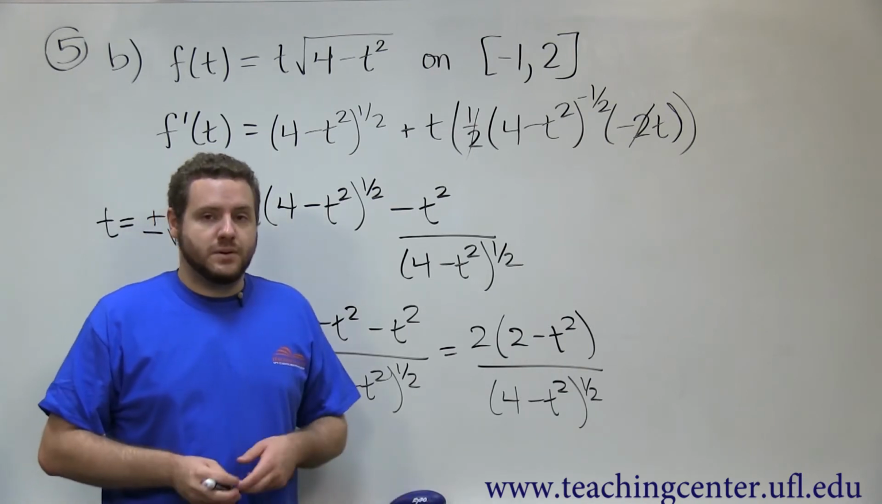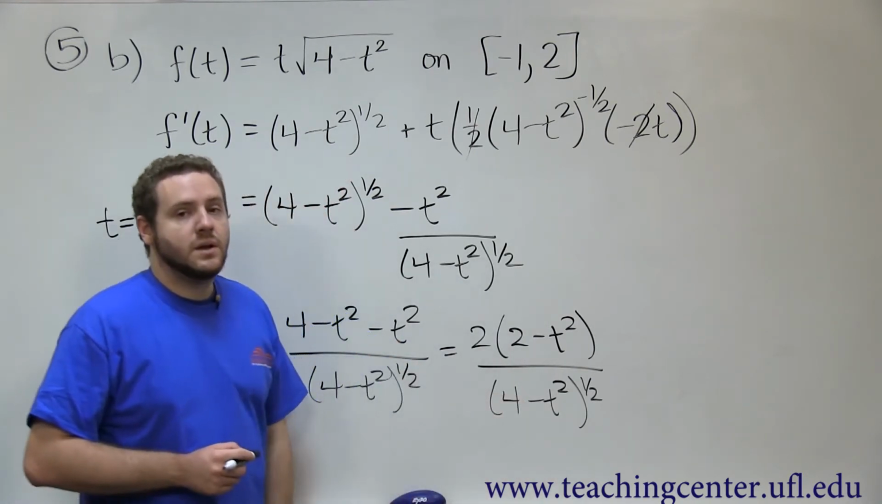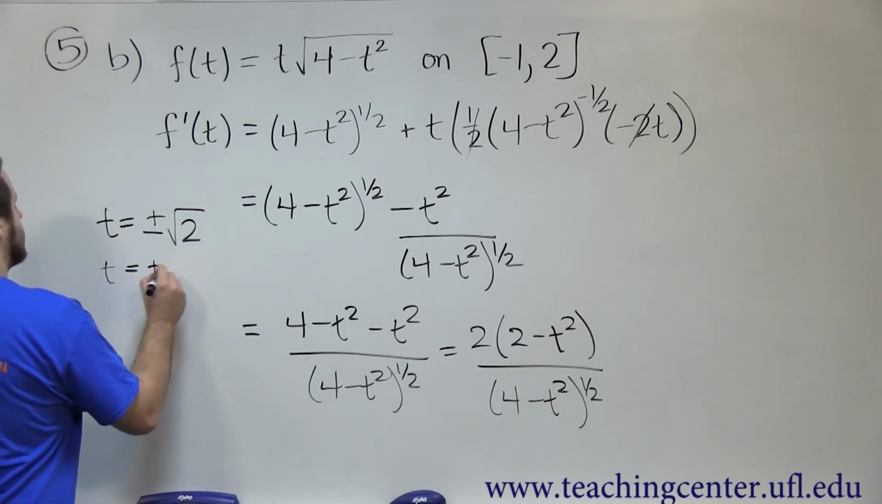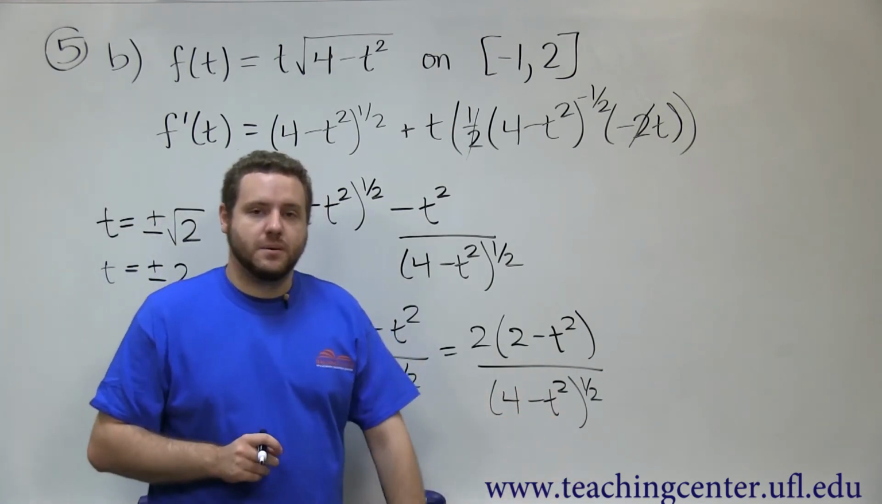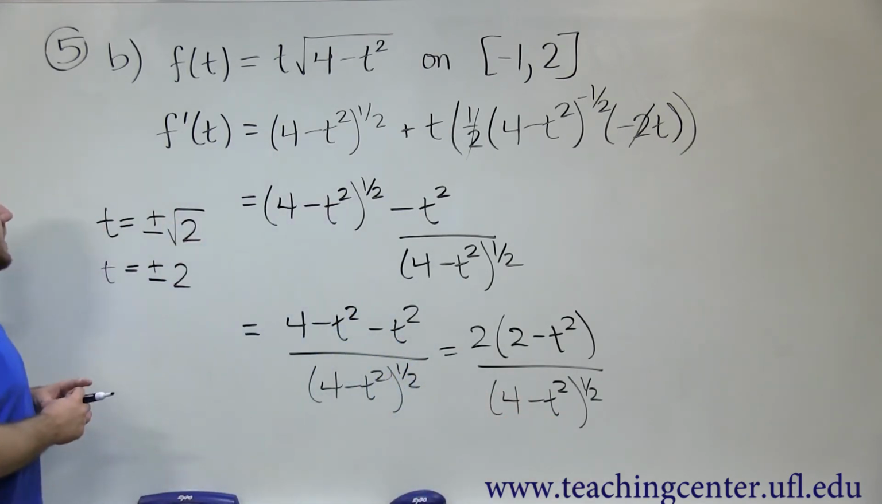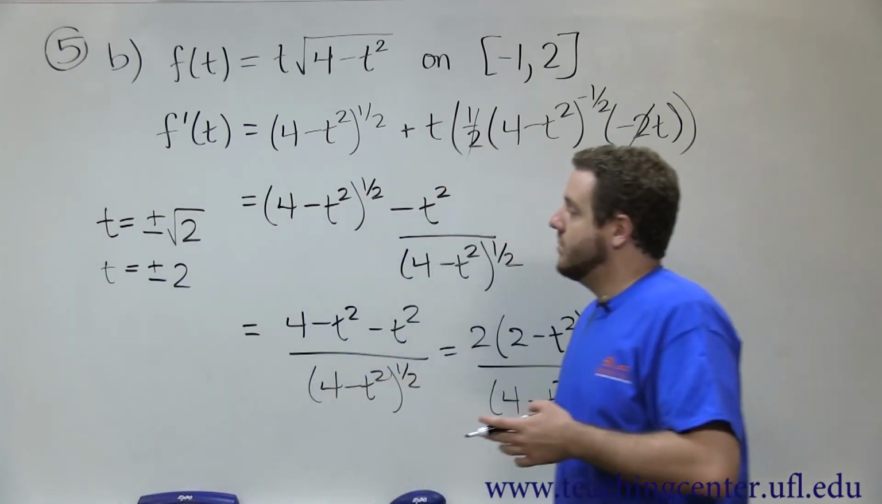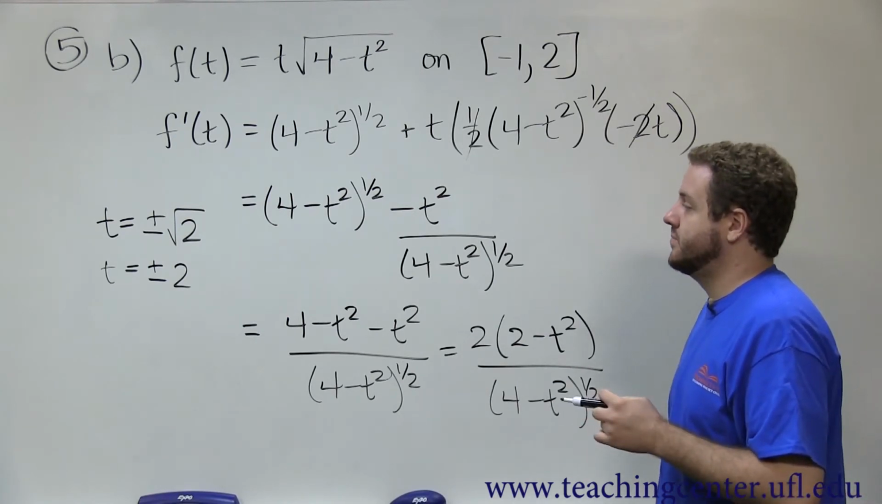Where is our denominator equal to 0? That would be when 4 minus t squared is 0. In other words, t is equal to plus or minus 2, because 2 squared would give you 4, and that would be 0. So we have 4 critical numbers here. We have root 2 and negative root 2, and we also have 2 and negative 2.